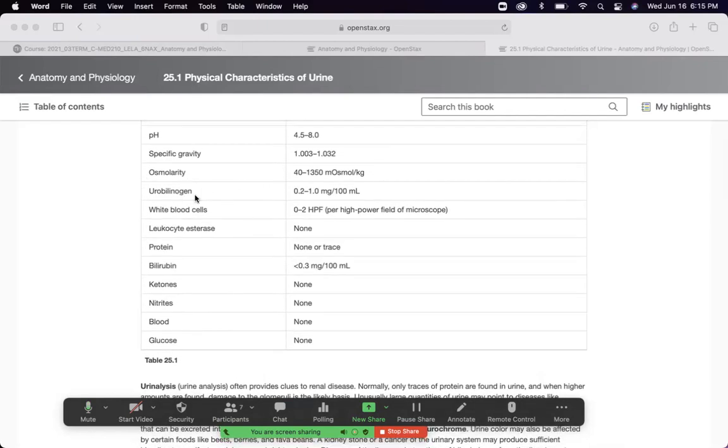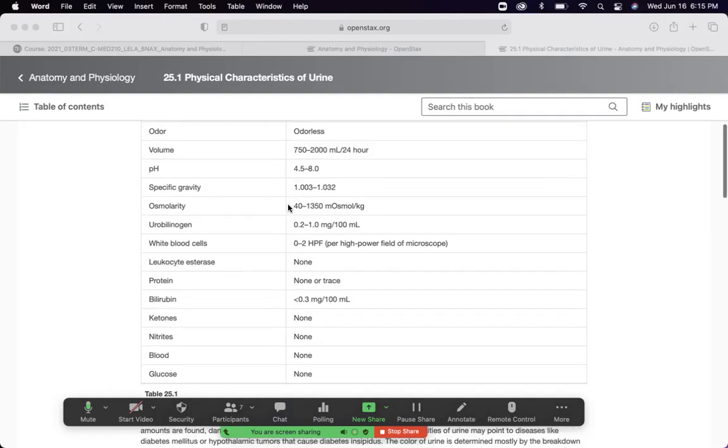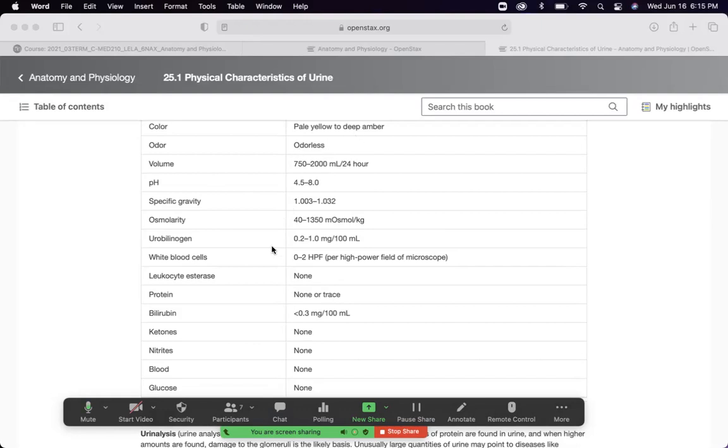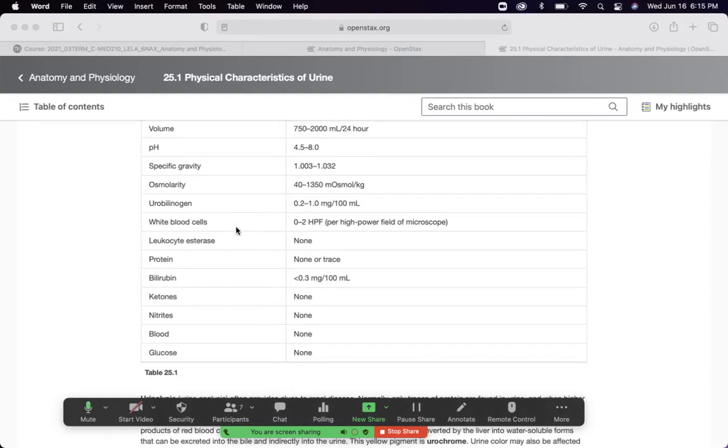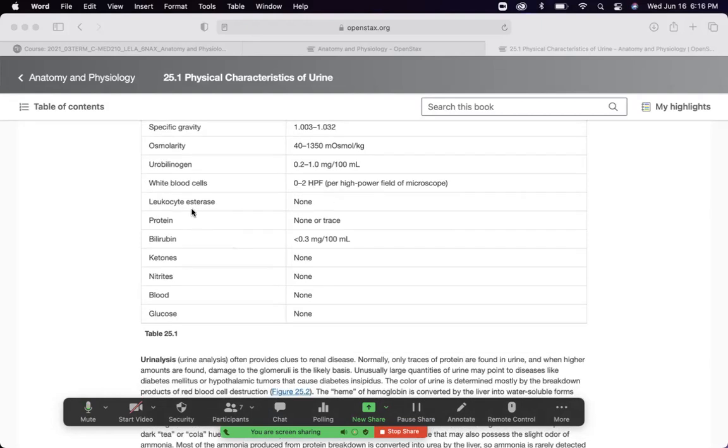Urobilinogen is part of a metabolic process in your body, and also contributes to the pale yellow or deep amber color of your urine. White blood cells, you should have almost none, because in your blood, you shouldn't have a lot of white blood cells. But if you have an infection, what are you going to see? You're going to see a lot. Leukocyte esterase, that's an enzyme related to white blood cells. You shouldn't see them. But if my patient has an infection, these two things should shoot up.